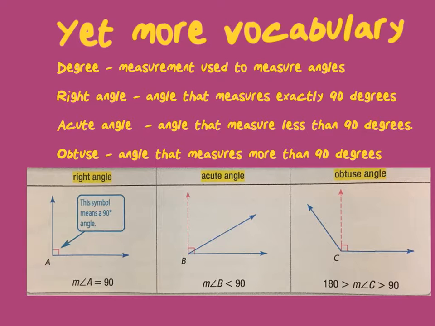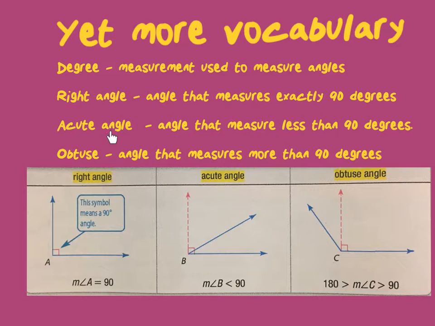All right, I know how much you love vocabulary, so we're going to do some more. Next word that we need to know is a degree. And this is the measurement that we're going to be using a lot this year, and it measures angles. A right angle is an angle that measures exactly 90 degrees. Here you'll see that we have a symbol. This symbol means a 90-degree angle. So when you see this half square in an angle, that is telling you that this angle is 90 degrees. So the measure of angle A is 90 degrees.